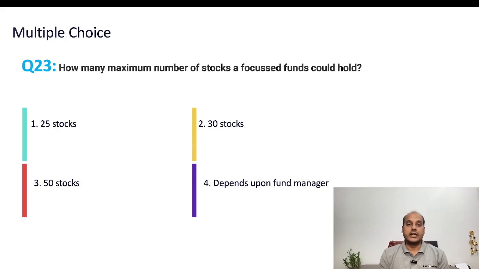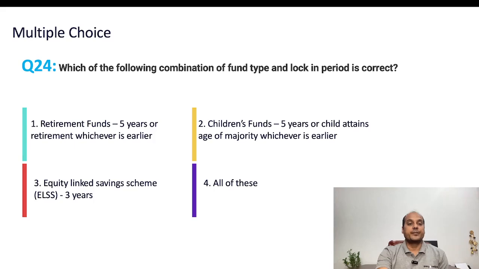Question number 23. How many maximum number of stocks could a focused fund hold? 25, 30, 50, depending upon fund manager. You might have heard about this fund category where there are focused funds. Focused funds are those funds that have concentrated bets on a certain number of stocks. So the maximum number of stocks allowed here is 30 stocks. Option 2 is correct here.